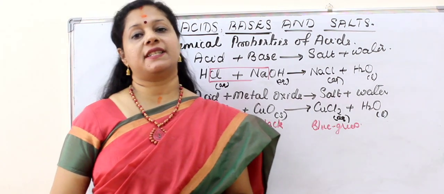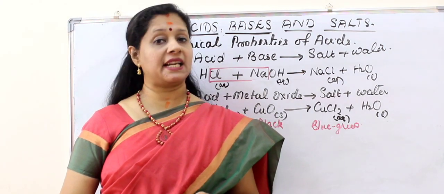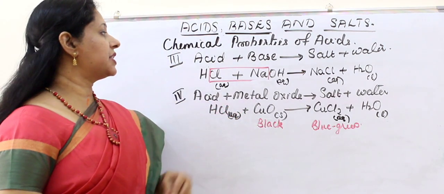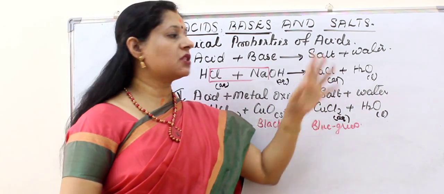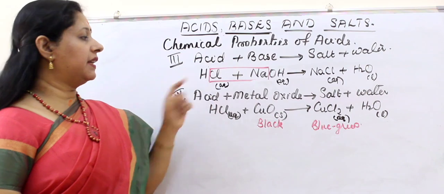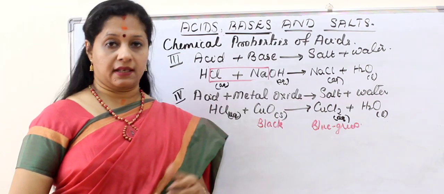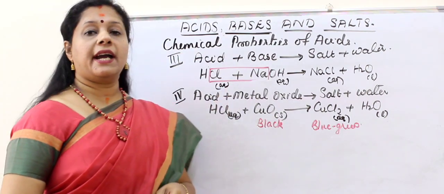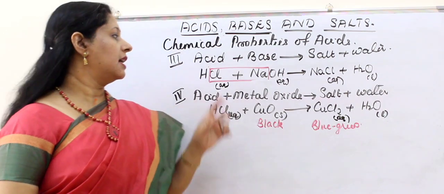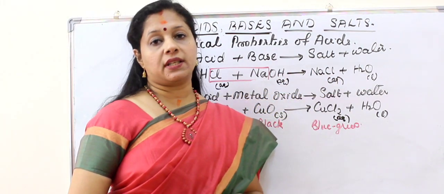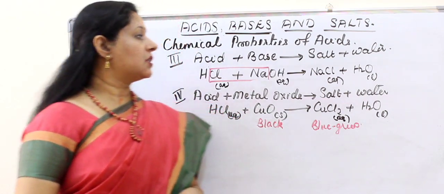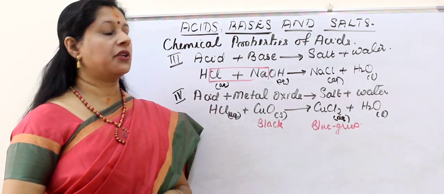The next reaction is a very important reaction, which is called the neutralization reaction. Neutralization reaction means acids and bases react with each other to form salt and water. Here we have taken hydrochloric acid, which is a strong acid, and sodium hydroxide, which is a strong base. These two react to form a salt, sodium chloride, and water is also produced. So this reaction is a neutralization reaction.